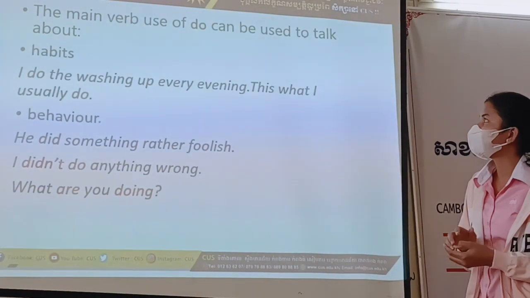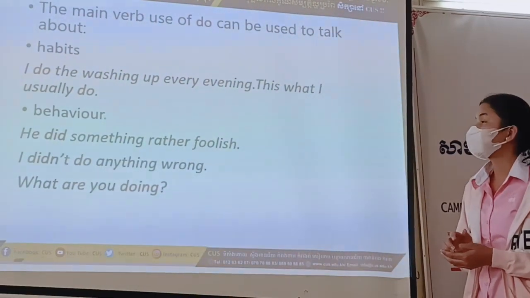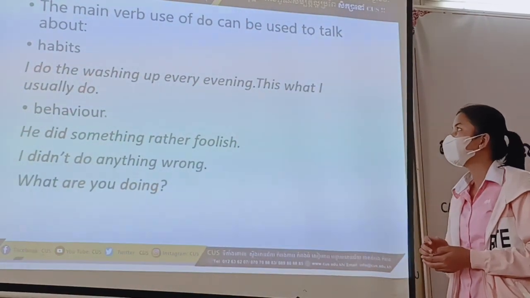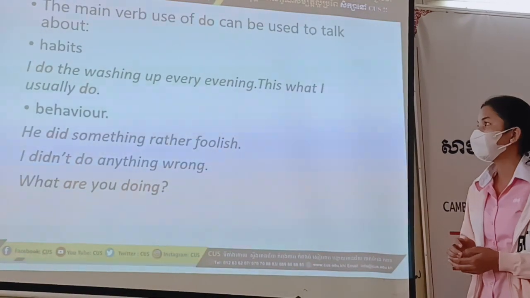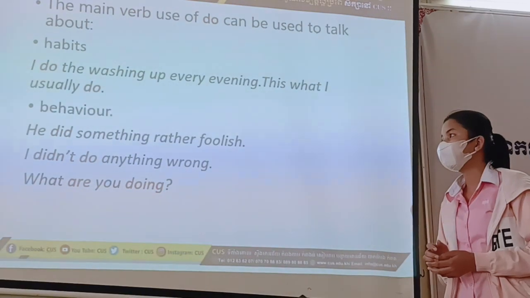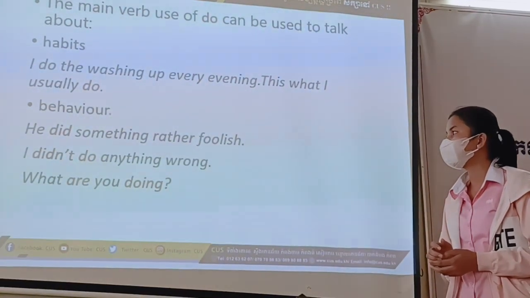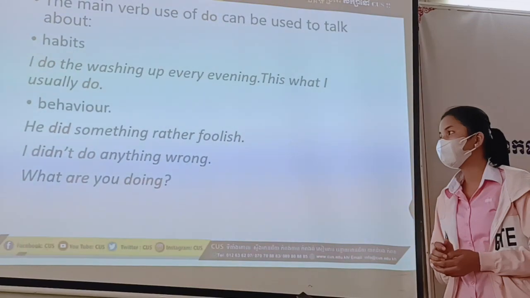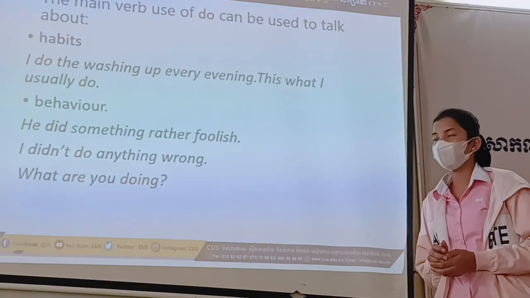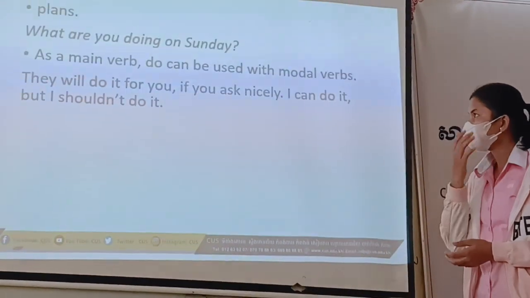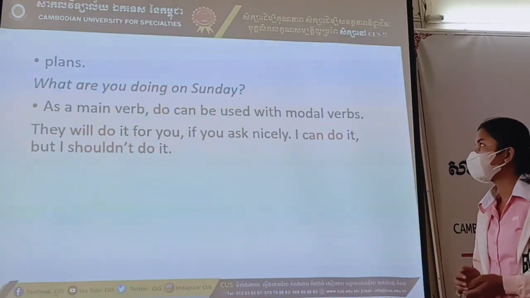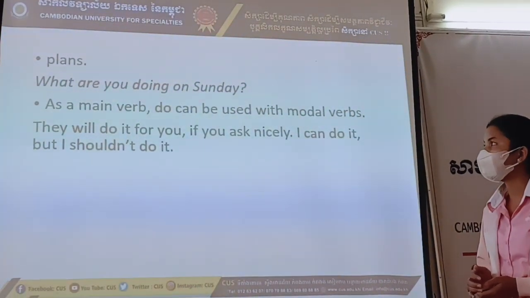The main verb use of do can be used to talk about habit, like, I do this first thing every day. This is what I usually do. And to talk about behavior: he did something rather foolish. I didn't do anything wrong. What are you doing? We also use do to talk about plans: what are you doing on Sunday?